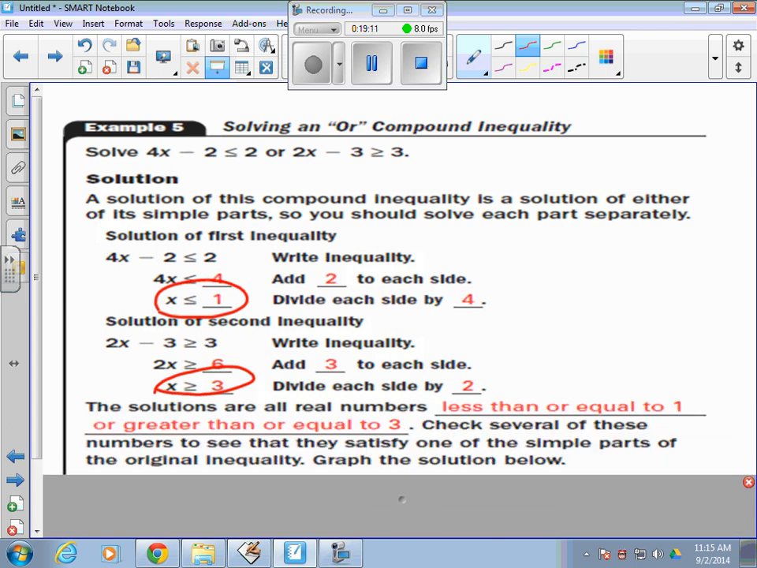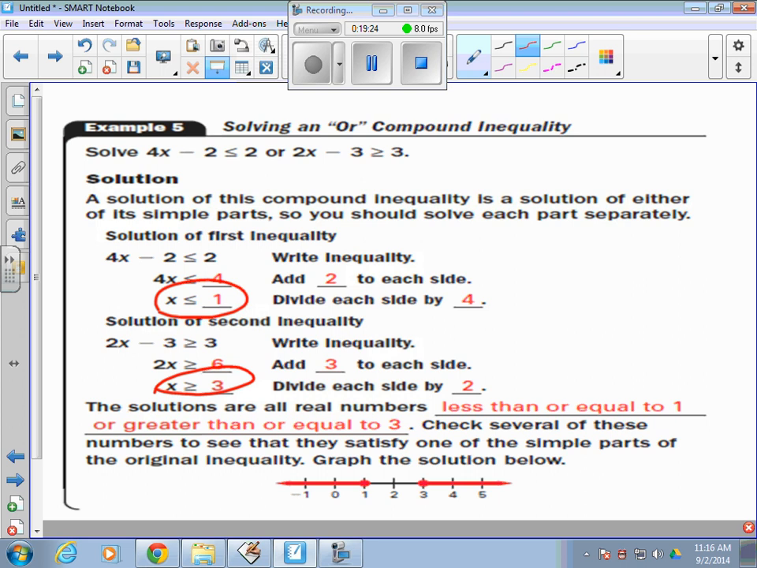I had a student in my Algebra 1 class only do one of them because it said or. They said it's or, you could do one or the other. No, it's both of them at the same time. Less than or equal to 1, or greater than or equal to 3. And you graph each of them separate, but you graph both of them on the same number line. And both of them say or equal to, and that's why it's colored in.